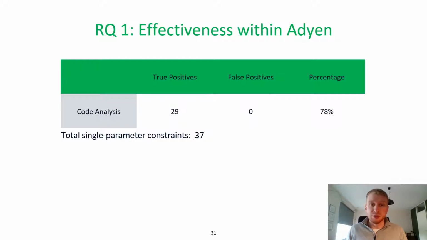For single parameter constraints, only code analysis was able to support this in our case, and we found that it was able to detect 78% of the single parameter constraints.